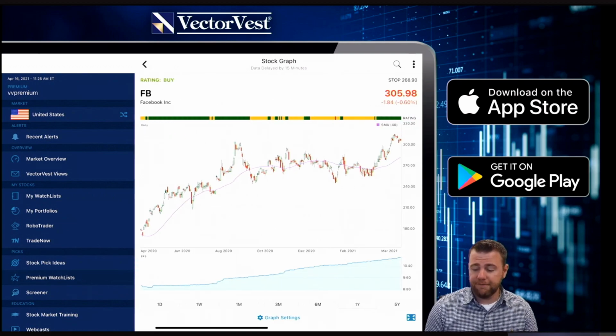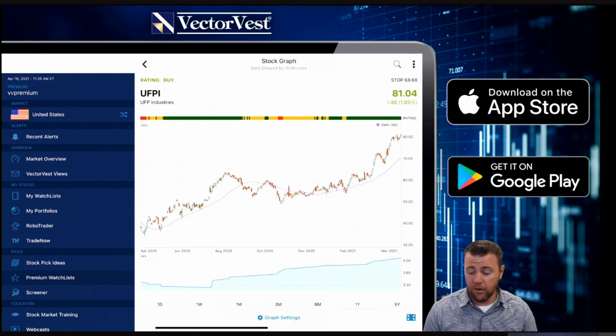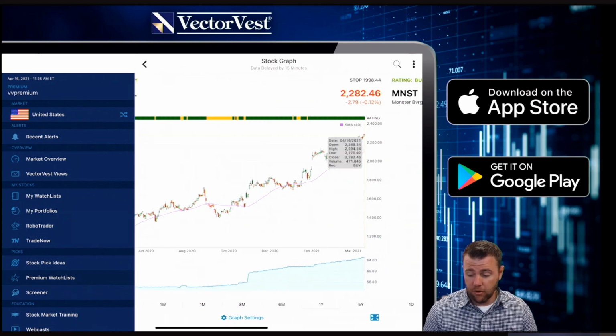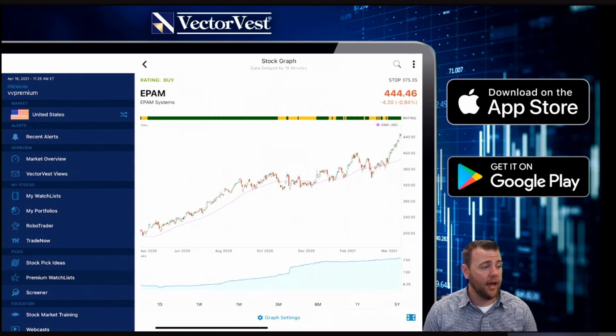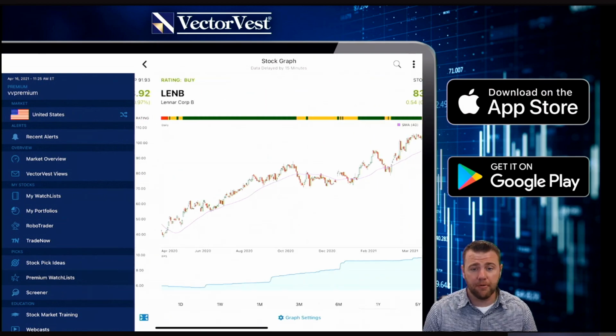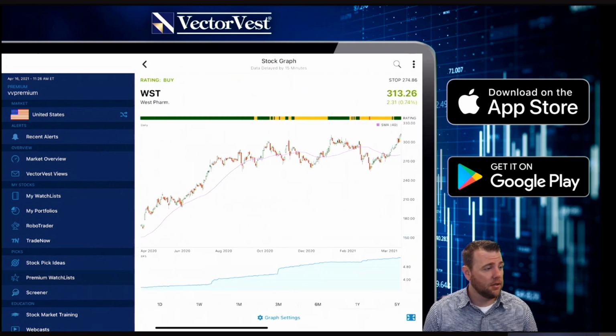We go to the next one, Facebook, finally starting to break out, but overall, a great consistent company. Consistent performer in the stock market, nice steady rise in price, earnings steadily rising as well. ALGN, nice steady rise in price, earnings steadily rising again. UFPI, we just looked at that. Google, so a lot of your big names you're going to be familiar with. Old Dominion Freight, EPAM, let's see, Lennar Corporation or Lennar Homes, Lowe's Home Improvements.